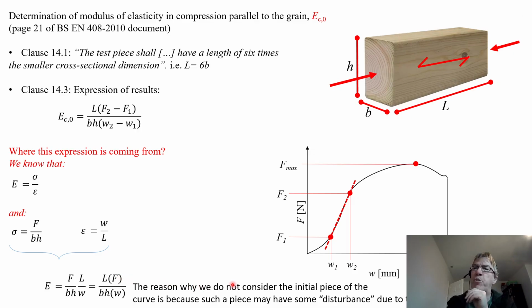The reason why we do not consider this small section here of that curve is mainly because as you put the timber into the machine and you start the compressive test, the timber wants to settle a little bit. Maybe it's not cut perpendicular and it's not perfectly cut. So you will have a little bit of settlement as we start to put the load onto it. So that just takes out any of these anomalies.